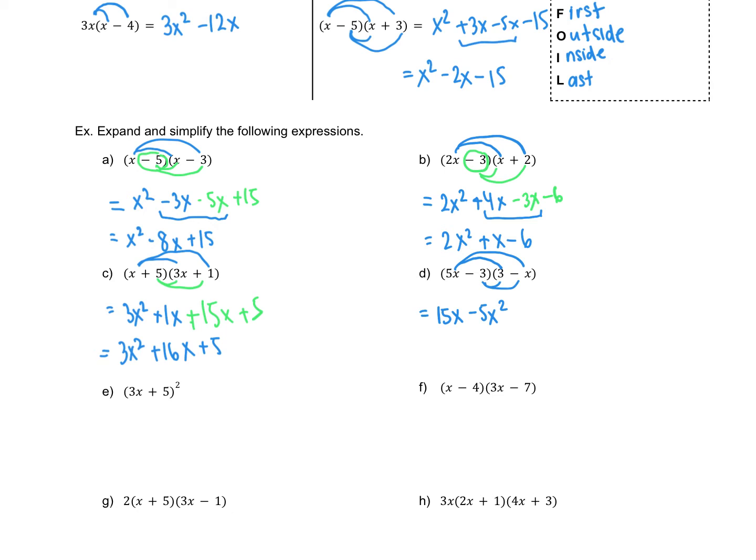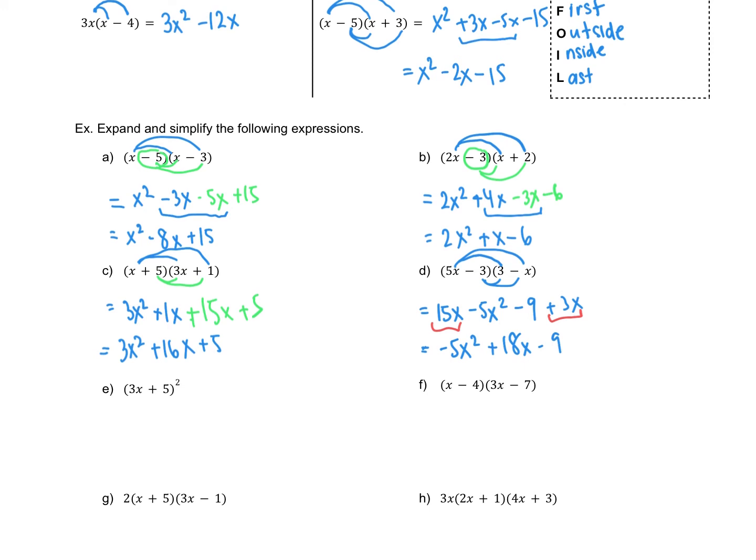And then I'll multiply the negative 3 in. So negative 3 times 3 is negative 9. And negative 3 times negative x is positive 3x. Now we collect. And when we collect, we're also going to rearrange this, and we're going to put the x squared first. So negative 5x squared will go first. And then I'm going to collect 15x with positive 3x. That's 18 x's in total, and then the minus 9 at the end.